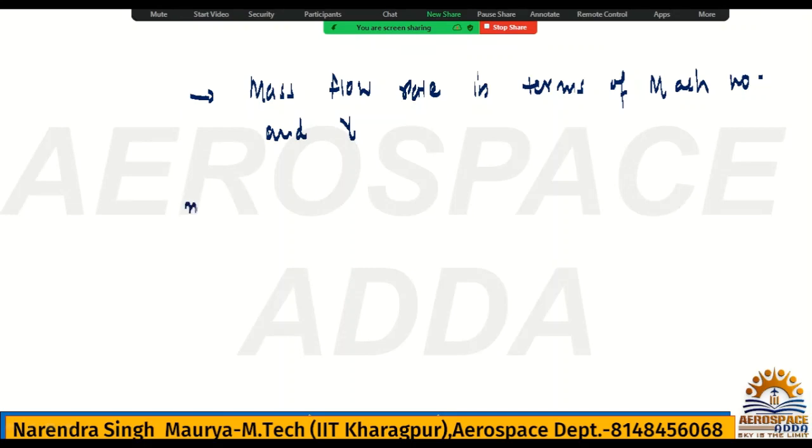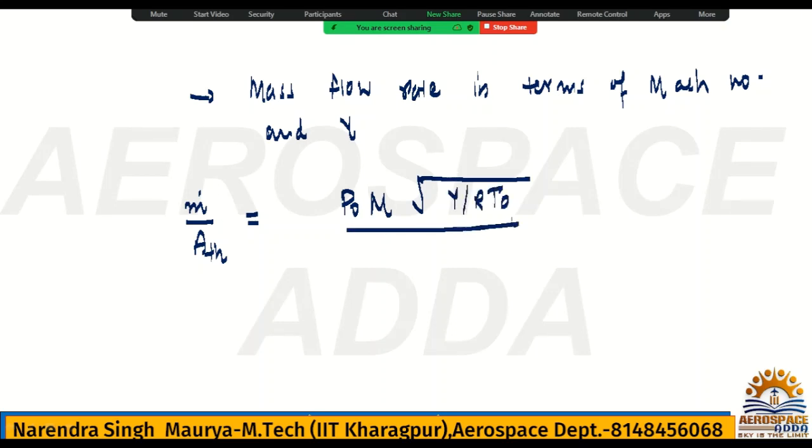We had seen the mass flow rate in terms of Mach number. The formula: m dot divided by the throat area A th is equal to P naught times M, in root, gamma over R T naught, divided by 1 plus gamma minus 1 by 2 M square. This was derived in class, and you can check your notes.